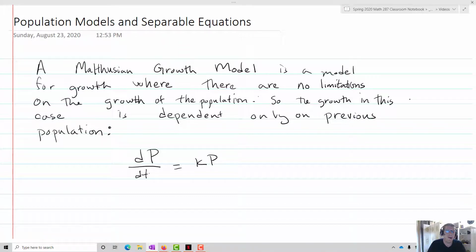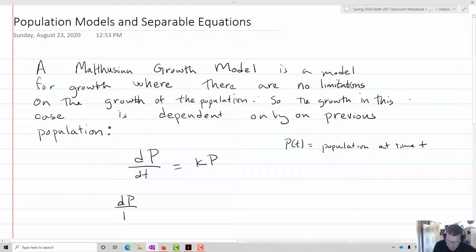The Malthusian growth model is a model for growth where there are no limitations on the growth of the population. So the growth in this case is dependent only on the previous population, or the population at a time t. So we have P of t, that's our population at time t, and t is our time. And so we have dP/dt equals kP, and what we're going to notice here is that this is fully separable. So we're going to use separation of variables because I can pull the P's over to one side and pull the t's over to the other side. So what that gives me is dP over P equals k dt.